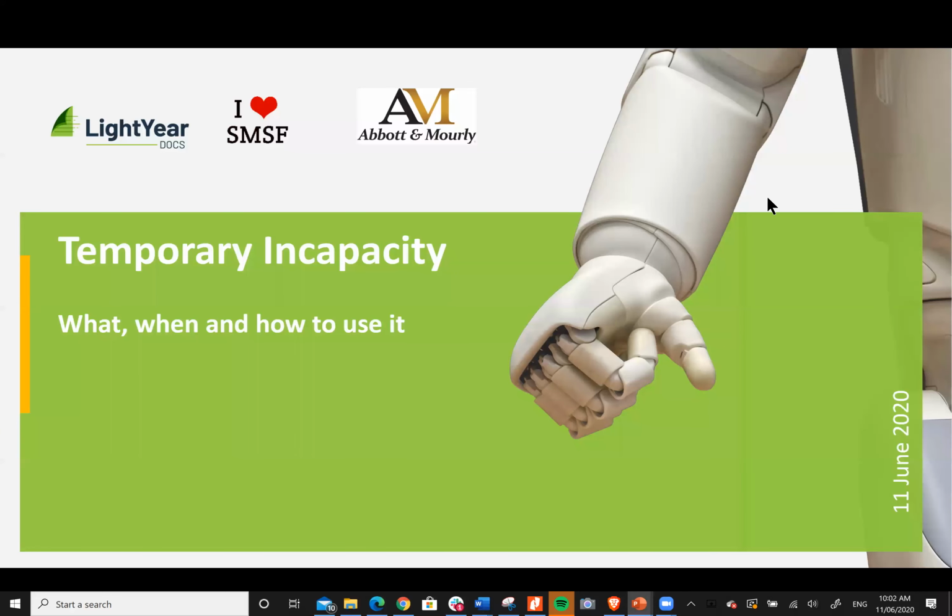Hi everyone, it's Grant Abbott speaking, and welcome to this session on temporary incapacity: what, when and how to use it from a self-managed super fund.